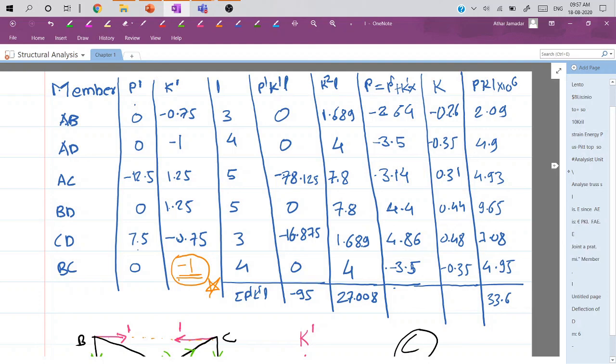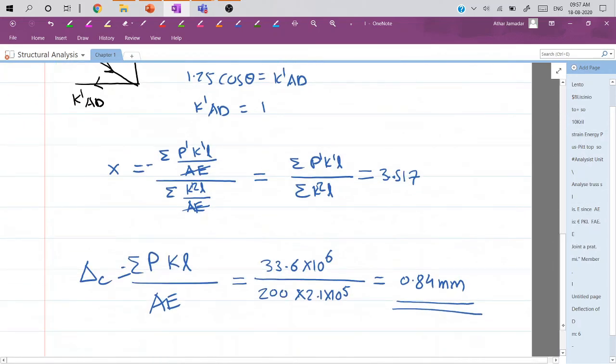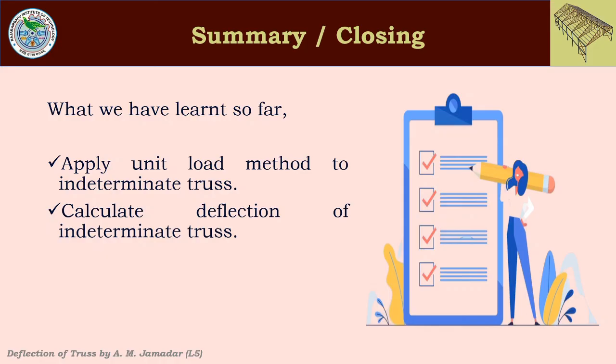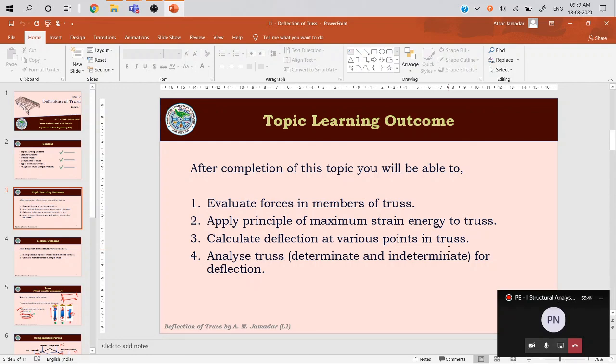So by dividing all the P by 10, you are getting K values, and now the final formula for deflection is summation of PKL divided by AE. This P is the final force, K is the member force in all members by application of unit load in the direction of deflection asked. So finally we have found out 0.84. With this, what we have learned in today's lecture is to apply the unit load method for indeterminate truss and calculate deflection of indeterminate truss. And these are the lecture learning outcomes or topic learning outcomes.